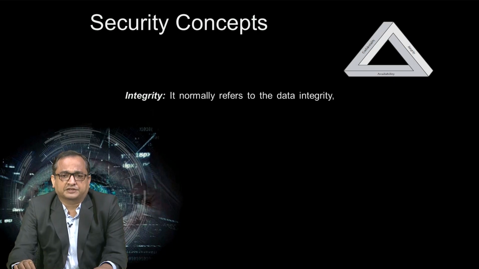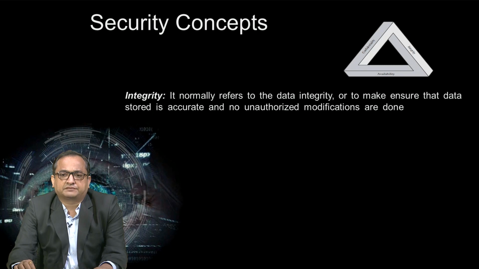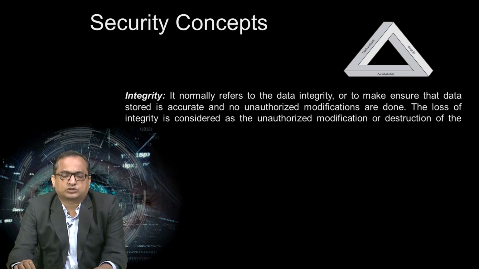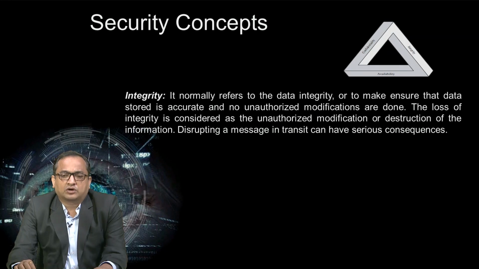Now, let us talk about integrity. It normally refers to data integrity, that is, making sure that the data stored is accurate and no unauthorized modifications are done. So, this is one of the most important things, because whenever we are getting information, if it is manipulated, then the information may go wrong. The loss of integrity is considered as unauthorized modification or destruction of the information. Disrupting a message in transit can have serious consequences. So, this is one of the most important things whenever we are transferring data in a communication channel. So, it should be protected from one end to another.